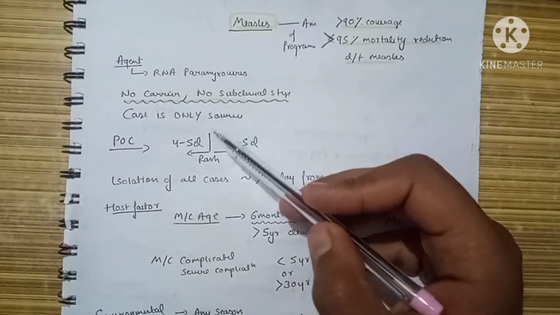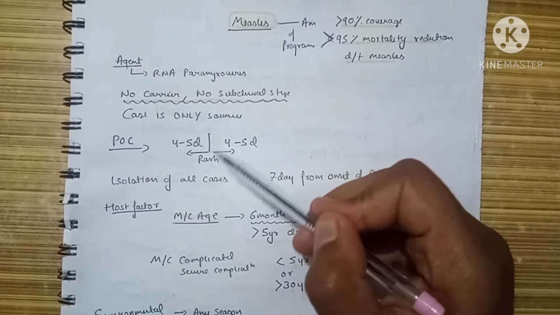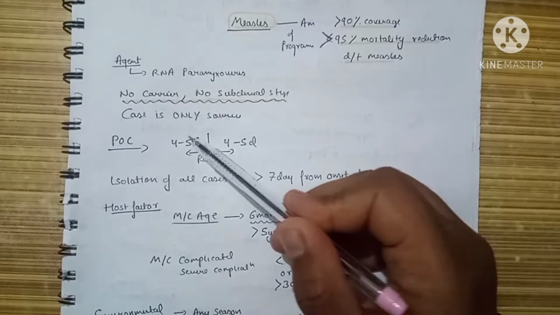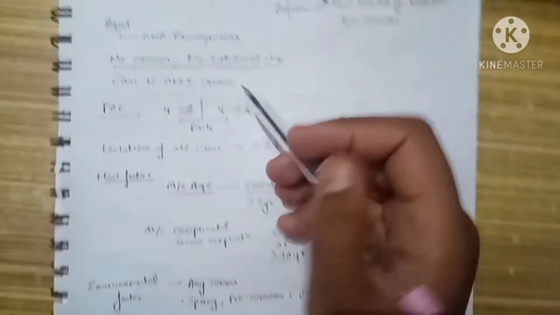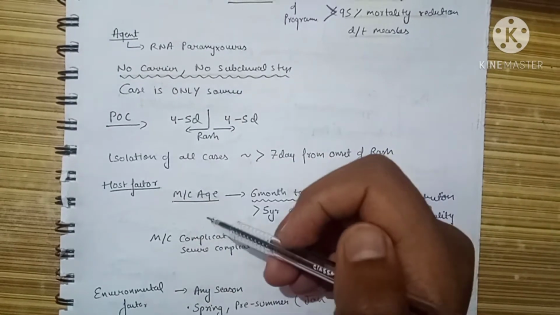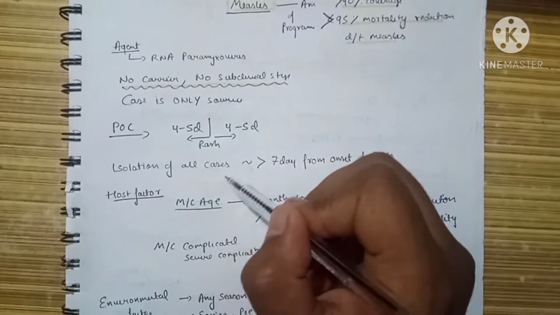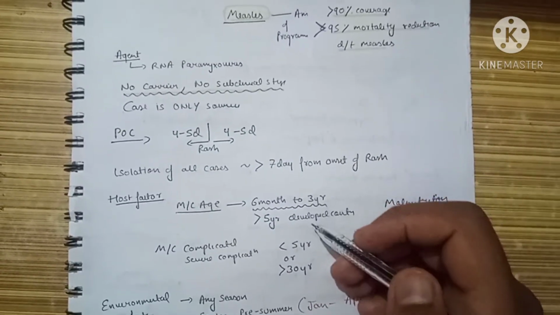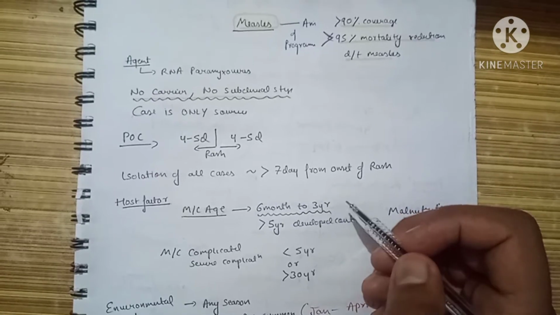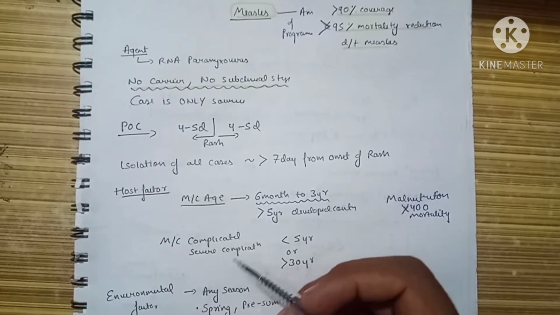Now, the period of communicability is from the appearance of rash; it is 4 days before and 4 days after. Okay, so this is a timeline for the period of communicability. So, in the case of measles, isolation is effective, and we do isolation for more than 7 days after the onset of rash.